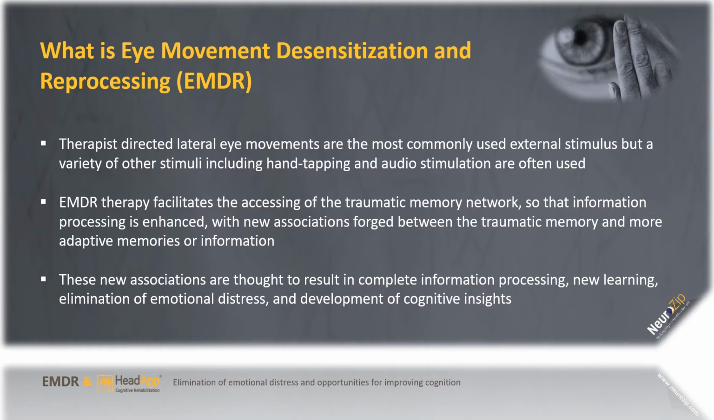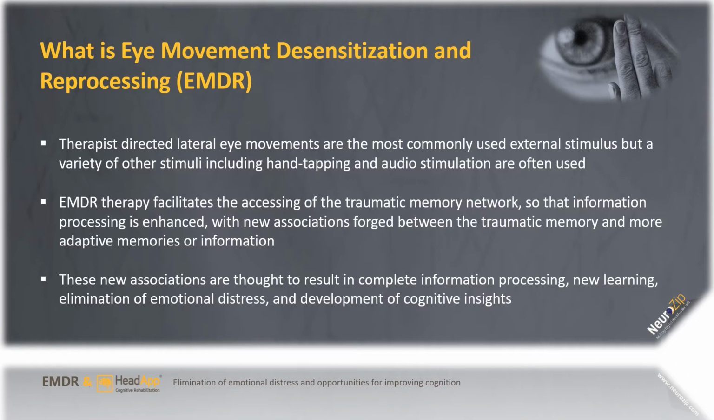EMDR therapy facilitates the accessing of the traumatic memory network so that information processing is enhanced with new associations forged between the traumatic memory and more adaptive memories or information. And that technical phrase and paragraph is essentially saying it gets at things that are traumatic in a way that standard therapy cannot.